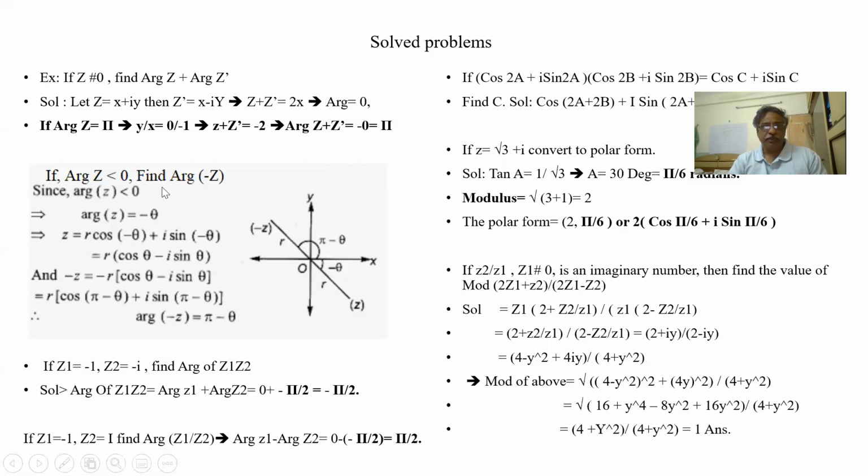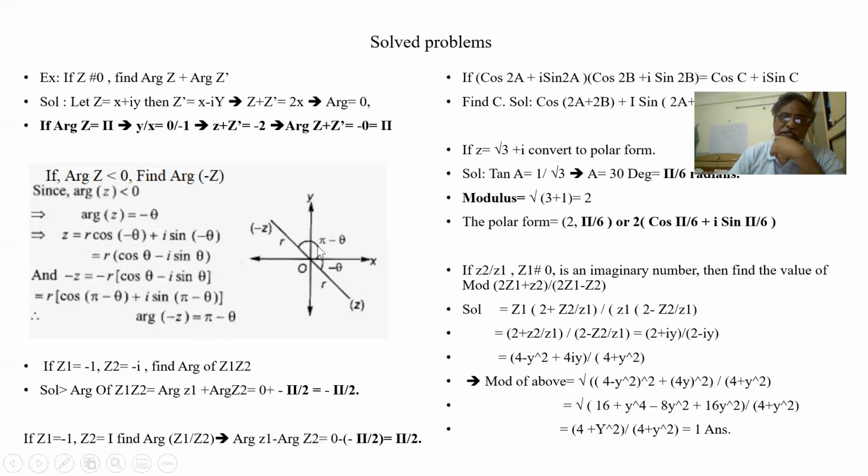So let us say, find arg of minus z. If arg z is less than 0, find arg minus z. Let us say arg z is less than 0. This is 0, this side is positive, this side is negative, so let us say it is minus theta. Minus z is quite opposite to this, with the same length. So this is a straight line, which is pi. So what is the arg of this? Pi minus theta. So arg of minus z is pi minus theta.